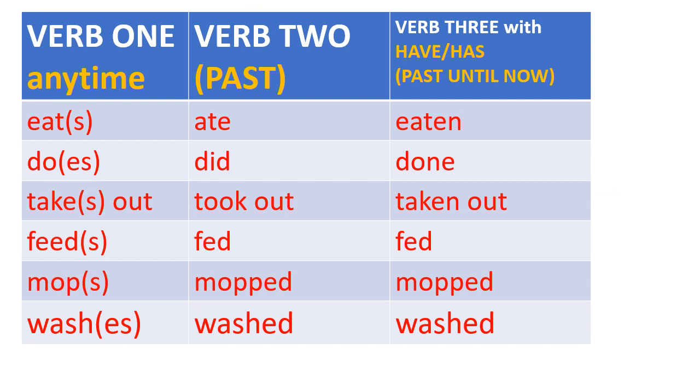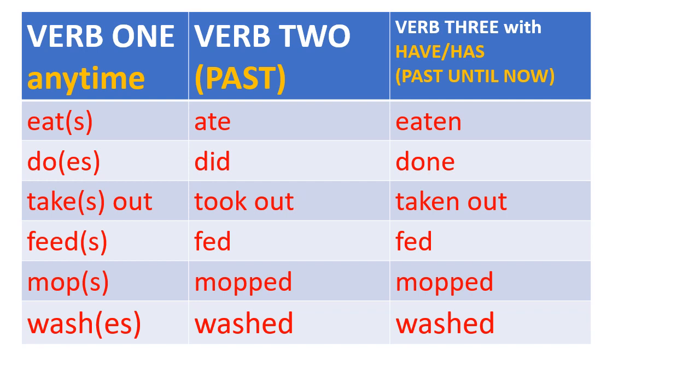Okay, and here are the verbs that you will be using in your sentences. So here are some anytime verbs, verbs that we use when we're talking about anytime. Okay, we have eat or eats. Verb 2 is ate, so verb 2 we use when we're talking about one time in the past. And then here we have eaten. So remember, Mr. Jeremy has eaten candy today. That is talking about from the past until now.